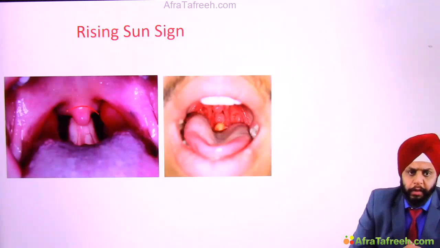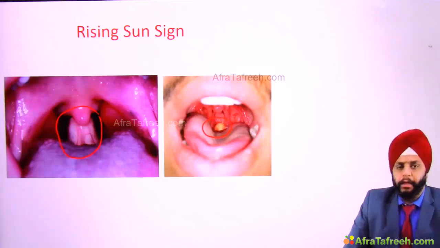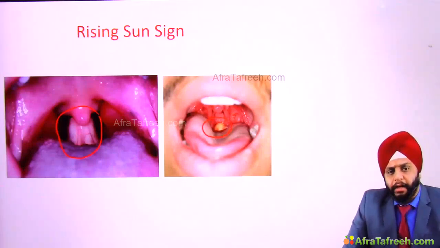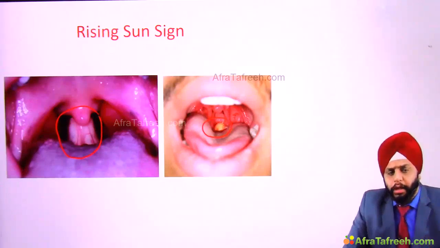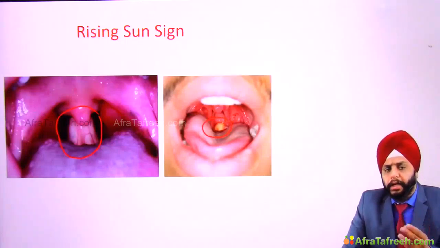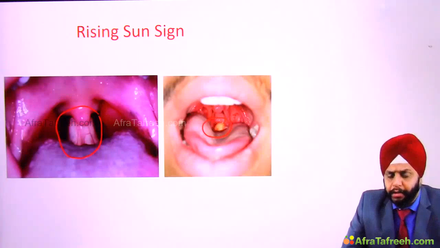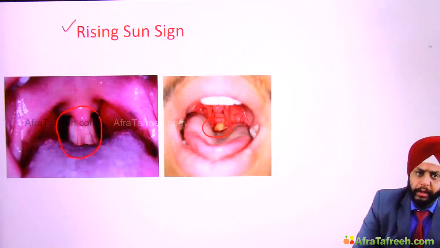Okay, so as you can see over here, we can see a red inflamed epiglottis behind the tongue. Now remember, in children, the larynx is situated higher. So therefore, if we ask the child to open the mouth, we can sometimes see the inflamed swollen epiglottis behind the tongue. Right? Okay, so this is known as rising sun sign.